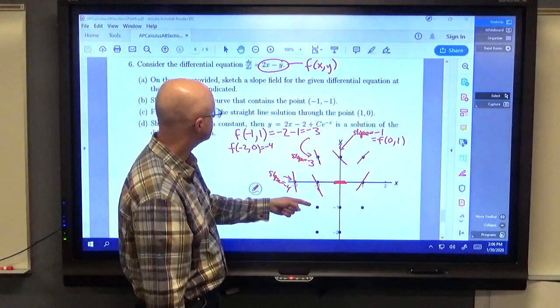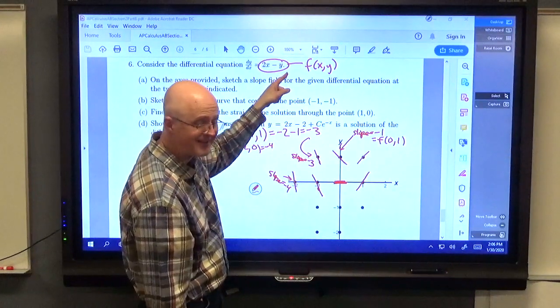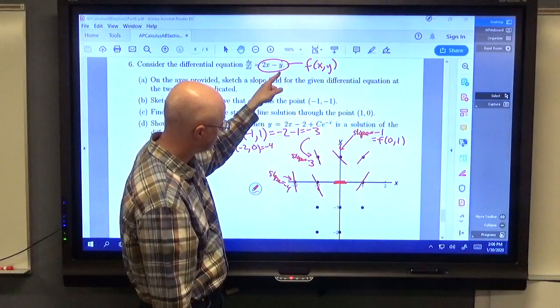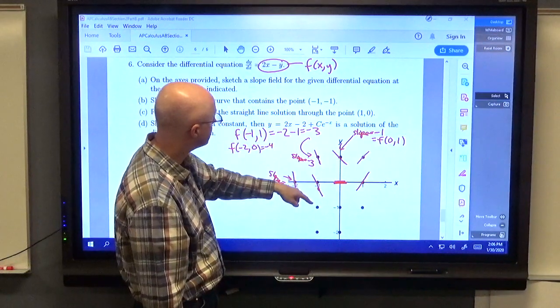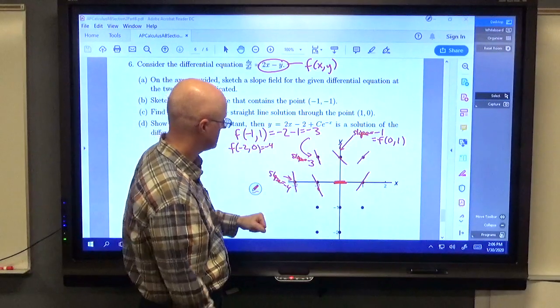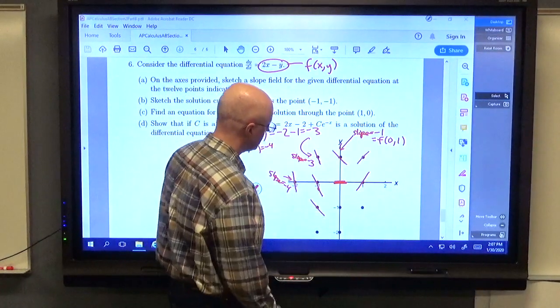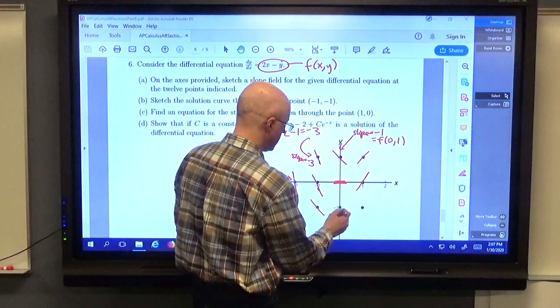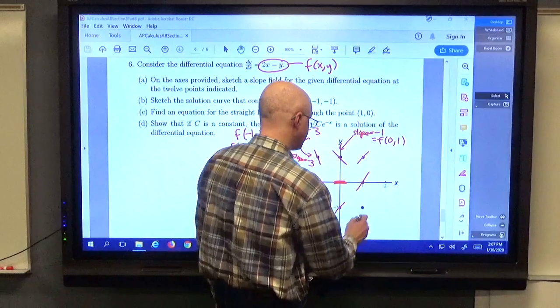Down here, x is negative 1, y is negative 1. I get negative 2 plus 1. Careful, negative 2 plus 1 when I plug in this point. Right, double check that. Yeah, negative 2 plus 1 is negative 1. Slope of negative 1, about like that. Slope increases by 2 here, so I get a slope of positive 1. Here I get a slope of positive 3.